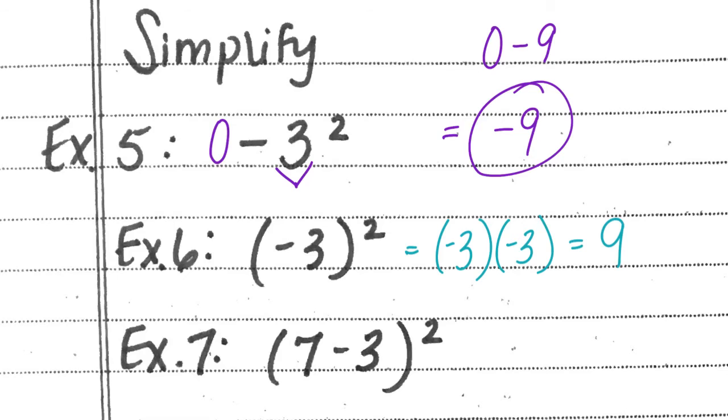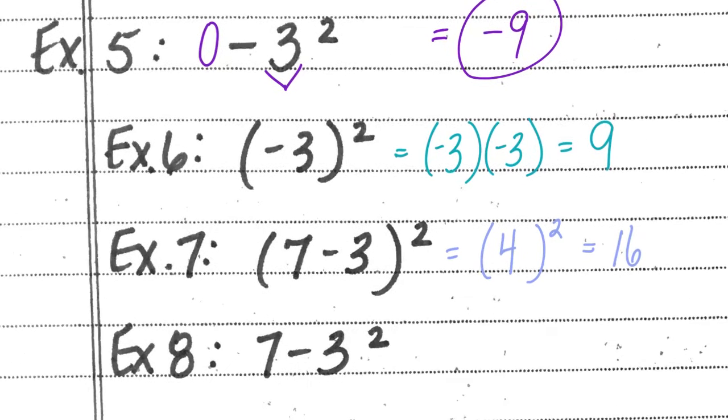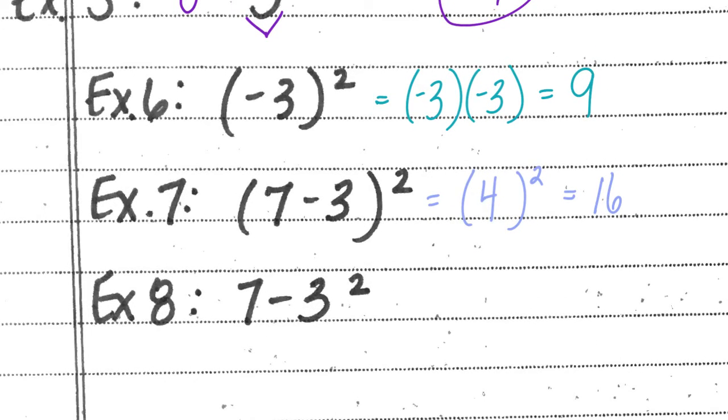Moving on, what if I have 7 minus 3 quantity squared? Well, order of operations tells me 7 minus 3 is 4. 4 squared is 16. 7 and 8 look really similar, but they're not because of those parentheses. 7 minus 9, again, we have to use order of operations, just like in example 5. 7 minus 9 is negative 2.